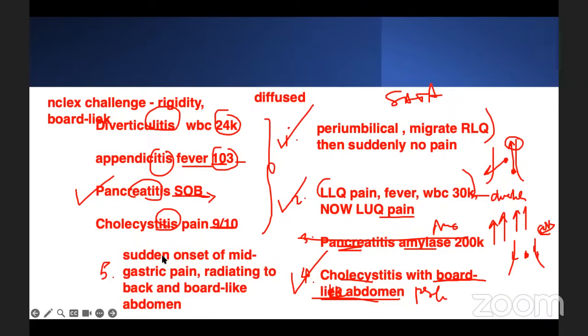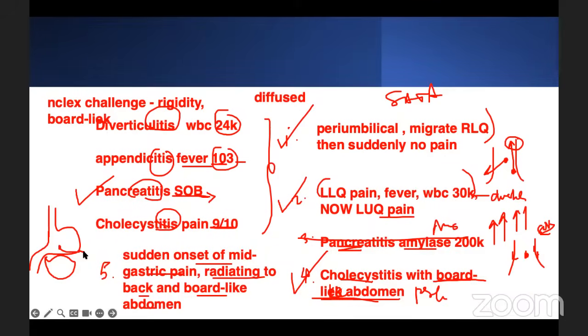Now, number 5, sudden onset, mid-epigastric pain radiating to the back and the board-like abdomen. What is in the mid-epigastric? It can be pancreatitis or your stomach. If it's going to be pancreatitis, I'll give you some amylase or something like that. This looks like perforated gastric ulcer. Classic presentation. When you see a case and it presents like that, the first thing that should come into your mind is, is it pancreatitis or gastric ulcer? Mid-epigastric pain, going to the back, and then he has board-like abdomen.